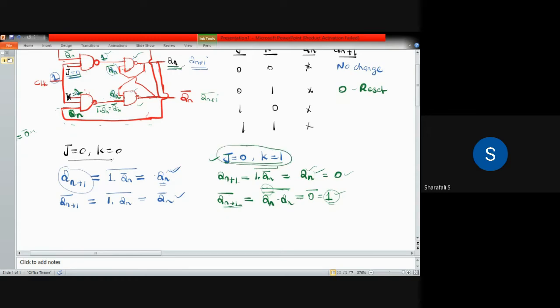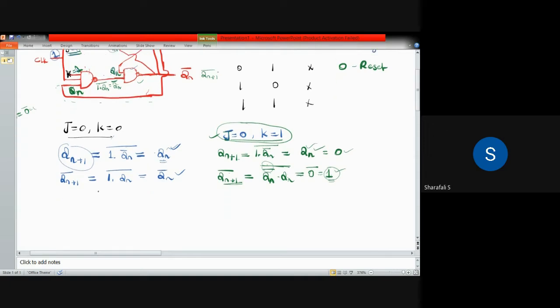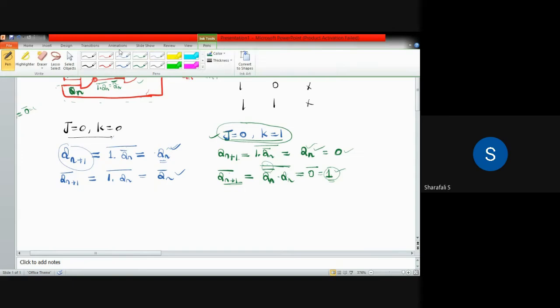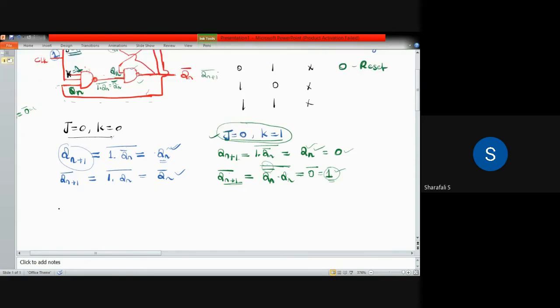J equal to 0, K equal to 1. Now let's consider the third one, that is J equal to 1, K equal to 0. What will happen?